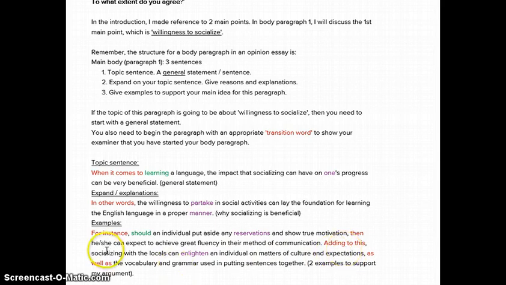So what this sentence means, that if you socialize with people who live in England, they can teach you about the culture and the expectations of England, as well as the vocabulary and grammar used in putting sentences together. So when you socialize with people in that country, not only do you learn about the vocabulary and the grammar, but also speaking to people in that country enlightens you, it teaches you about the culture and the expectations of that country. And so these two are my two examples for why I think that socializing and specifically willingness to partake in social activities all can have a very good impact on learning the English language if you live in an English speaking country. I hope that you have found this post useful.